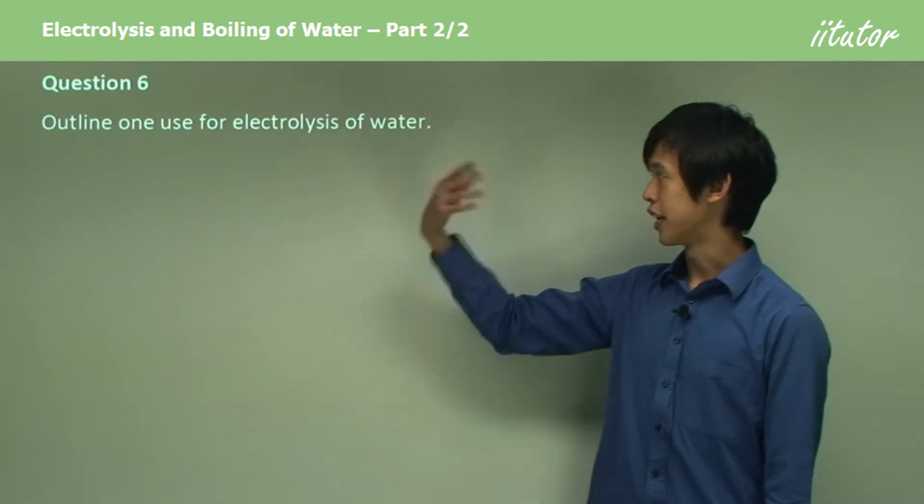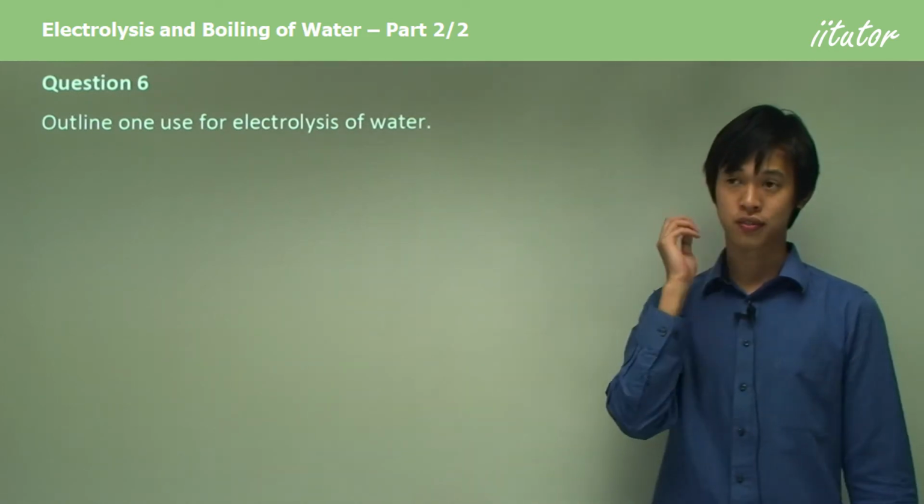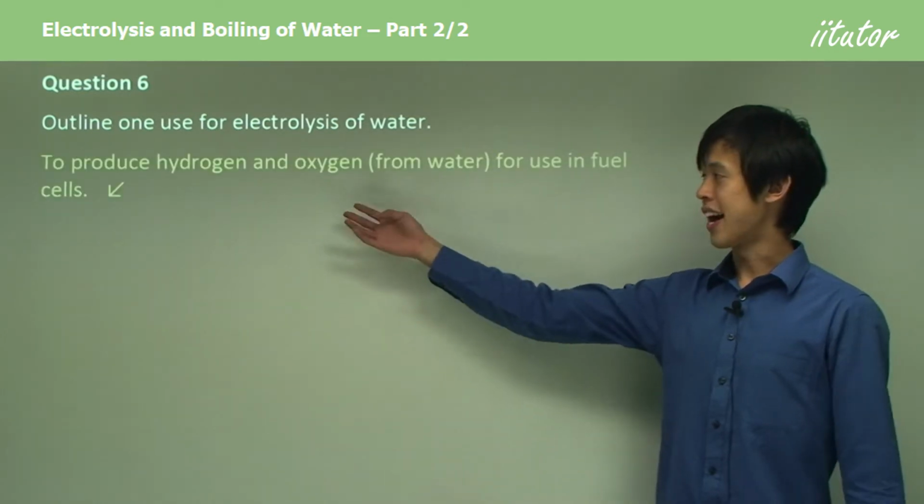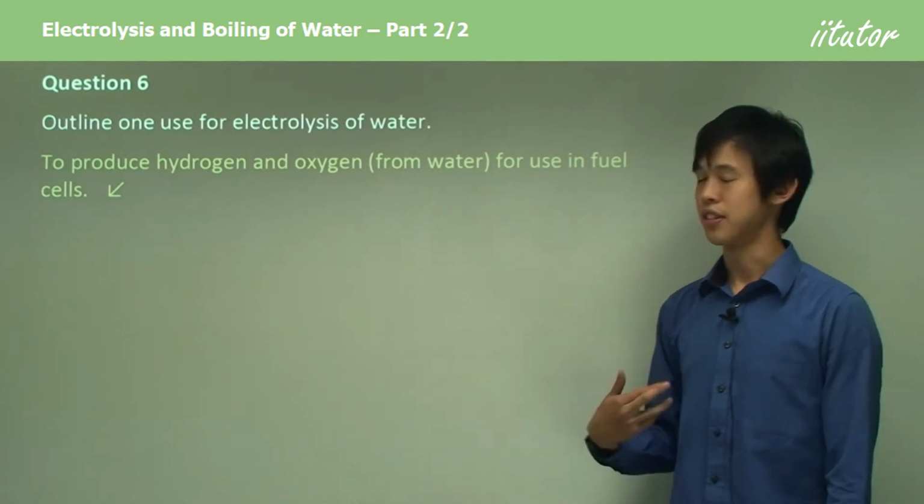Outline one use for electrolysis of water. Can we use electrolysis for something useful? So to produce hydrogen and oxygen from water for use in fuel cells.